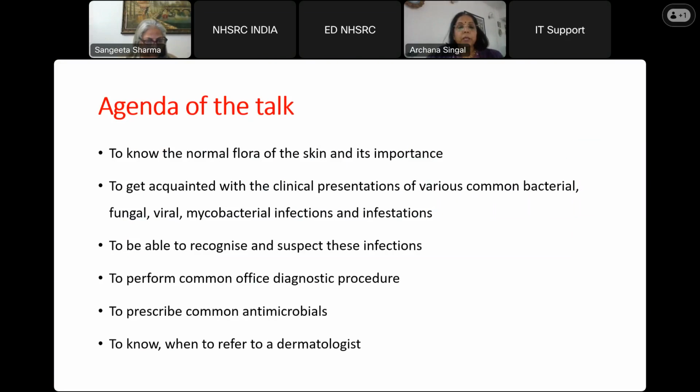So the agenda of my talk is to know the normal flora of the skin and its importance, to get acquainted with the clinical presentation of various common bacterial, fungal, viral, mycobacterial infections and infestations, to be able to recognize and suspect these infections, to perform common office diagnostic procedures, and to prescribe common antimicrobials, which will include the antibiotics, antiviral drugs, antifungal drugs, and most importantly, to know when to refer to a dermatologist.